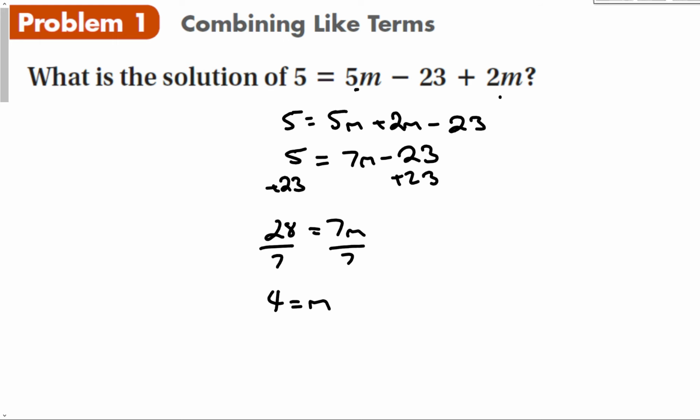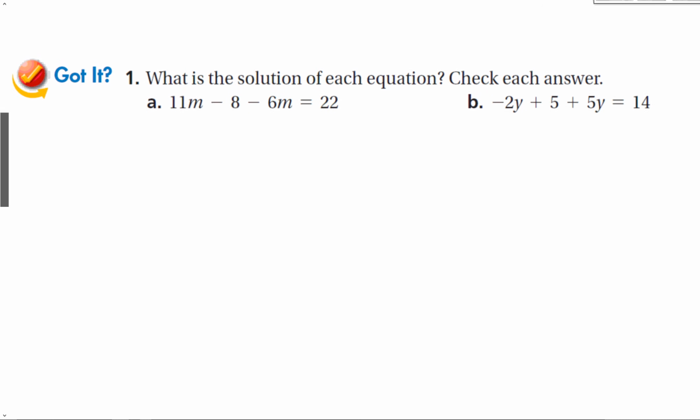Now, of course, if I wanted to, I could always plug in the 4 for m times 4 and see, does this actually work? Okay, and then 20 minus 23 plus 8 is 5. So this does work, and I don't have to check it every time, but it's nice to know that I'm doing things the right way. All right, let's try some got it problems.